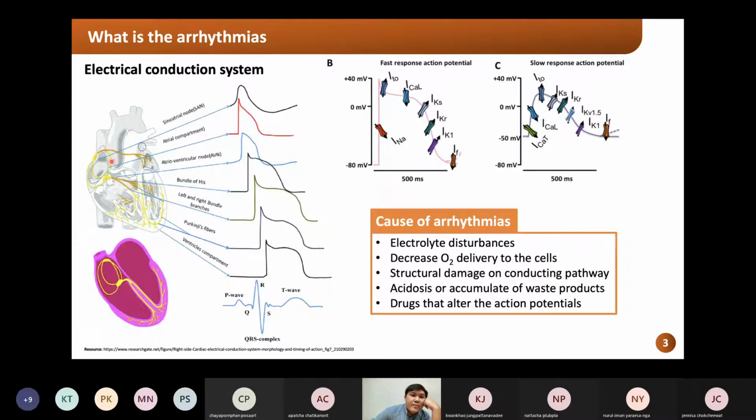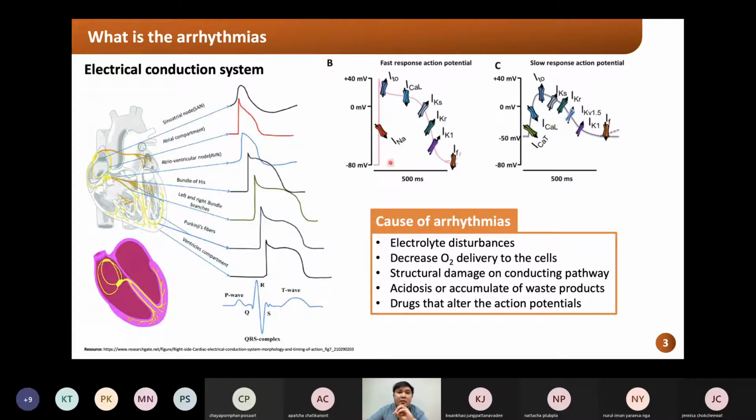And here is the picture that shows the action potential, the excitability in the electrical conduction system, which has two main types. At the pacemaker cells, the SA node or AV node, the action potential is the slow response action potential, which we will see in the right picture, on graph C. The major electrolyte that causes the depolarization of this slow response action potential is calcium, right?